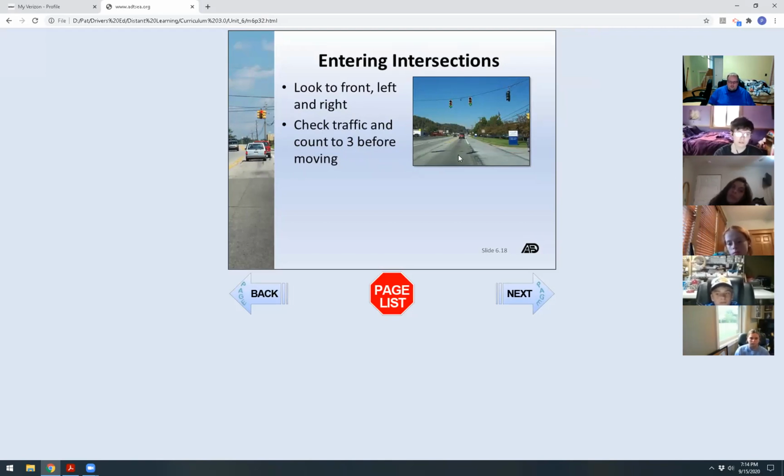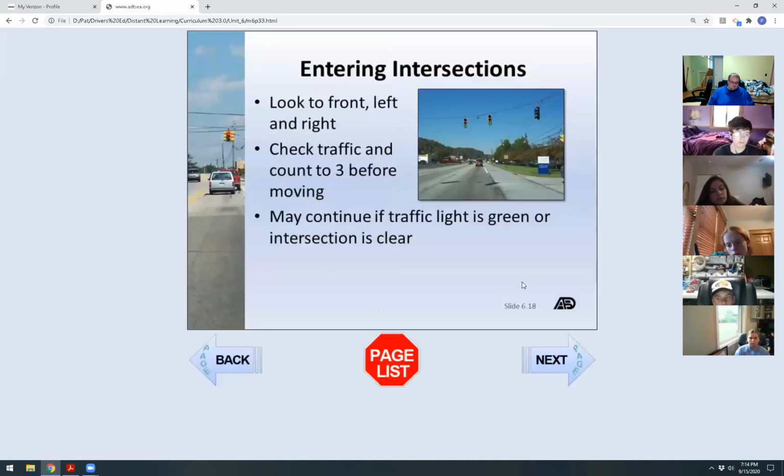Once you become a more experienced driver and you've determined that it's clear, you can just go ahead and go. You don't have to actually physically count to 3 every time. But as a new driver, that's going to keep you much safer. By the way, still look. Don't just count to 3 without looking. It says you may continue if the traffic light is green or the intersection is clear. So if no one's there, we're going to continue on through.